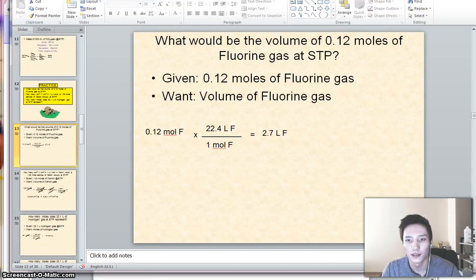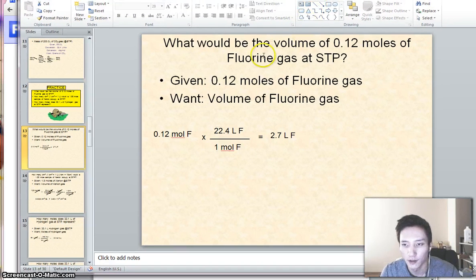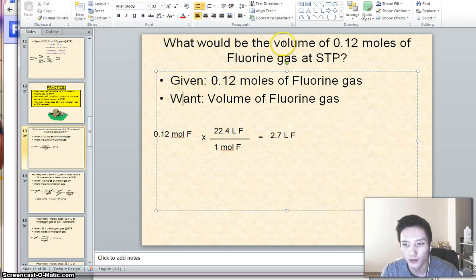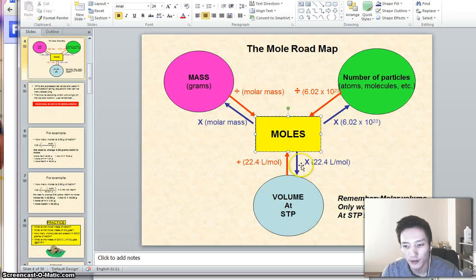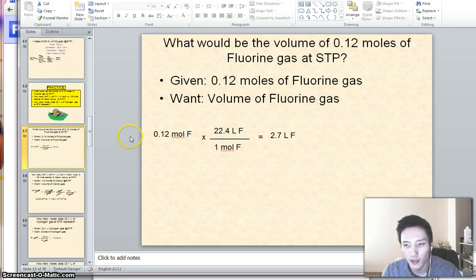Okay, so what would be the volume of 0.12 moles of fluorine gas at STP? Well, the given is 0.12 moles of fluorine gas. What we want is volume. So we're going from moles to volume. If you take a look at the chart over here, moles to volume is one step. The conversion factor utilizes the 22.4 liters for every 1 mole. So you just start with 0.12 moles of fluorine gas.